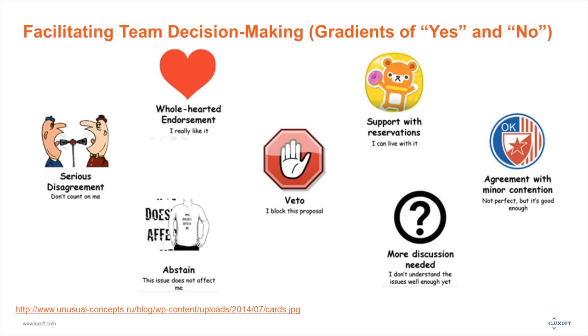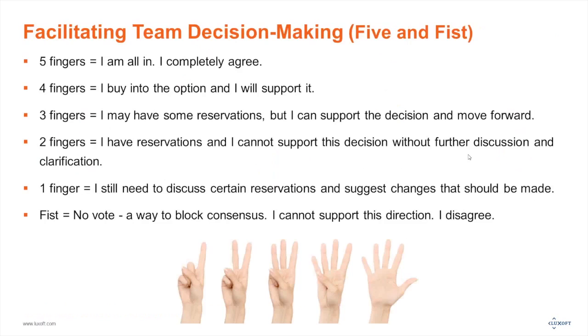Five fingers voting. If someone tells some idea and they need to vote for this idea and I show 5 fingers, I'm all in. I completely agree with the idea. 4 fingers means I buy into the option, I will support it. Okay, so I will support this idea. Probably I'm not wholehearted for it, but it's okay.